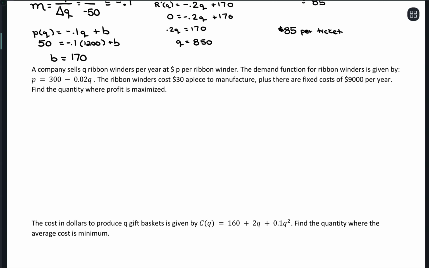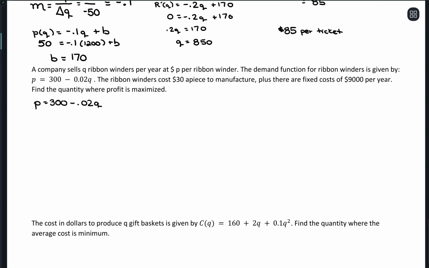Okay, 2 more examples here. So we have a company that sells Q ribbon winders per year at P dollars per ribbon winder. The demand function is given by P equals 300 minus 0.02 Q. So it's the demand function, but it's also calculating price based on quantity. So we have that relationship there.